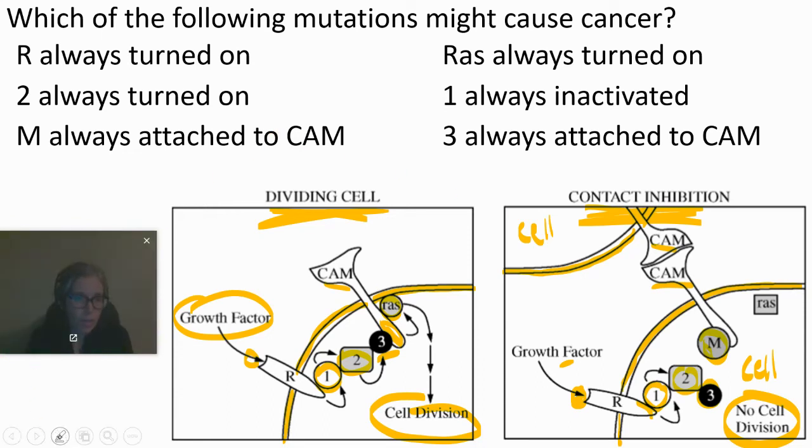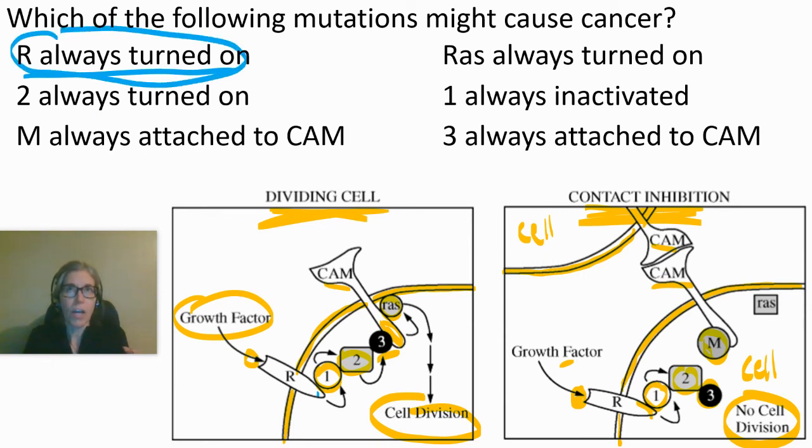So now let's look at the following mutations. Let's say that R is always turned on. So if R is always turned on, let's just forget about whether it's attached to CAM or not, whether there's another cell here or not. I just want to know if this particular mutation occurs, is that one step toward the cell becoming cancerous or not? So if R is always turned on, then it doesn't really matter if there's a growth factor. It's always going to activate 1, which will activate 2, yada, yada. So you are more likely for the cell to become cancerous.